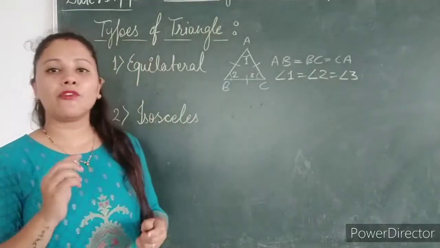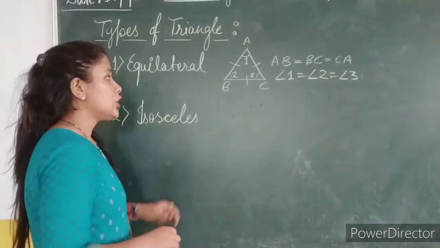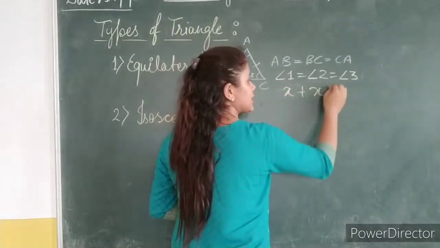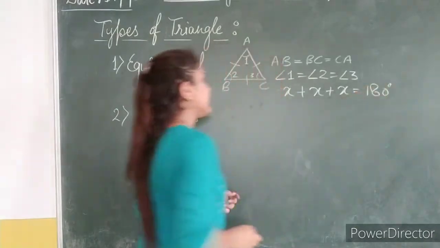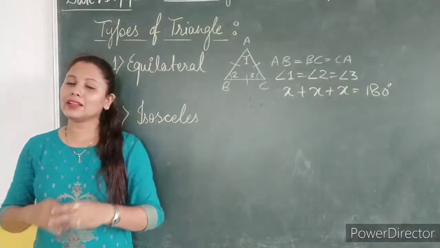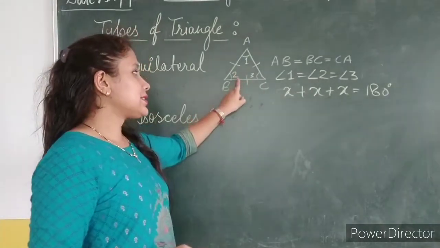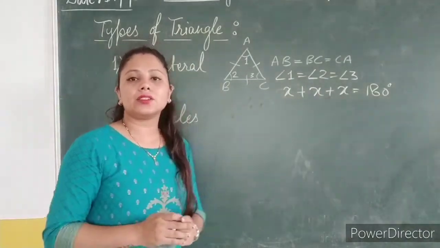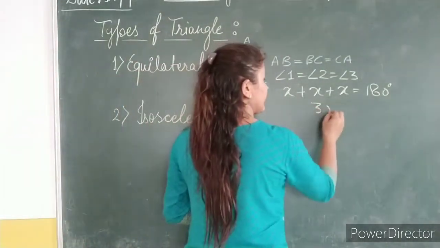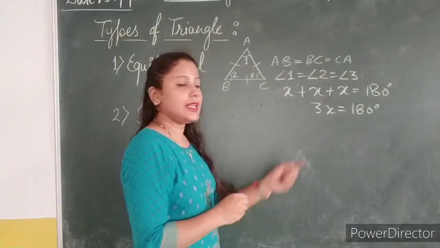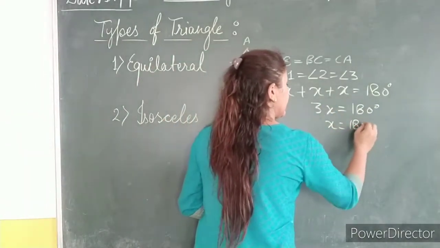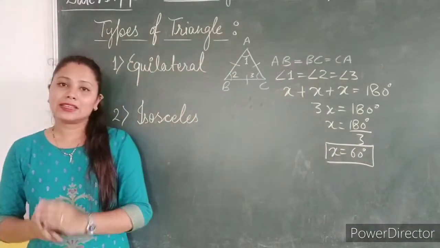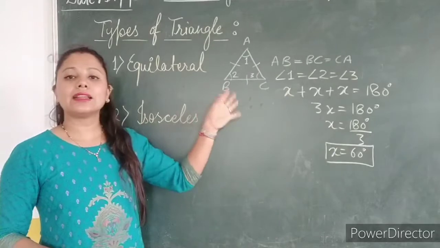Okay, and we already know the sum of all angles in a triangle is equal to 180 degrees. So suppose in this triangle all angles are x degrees, so x plus x plus x is equal to 180 degrees. Clear? इस triangle में अगर सारे angles equal हैं, so suppose that ये सारे angle x हैं. So x plus x plus x is equal to 180 degrees. Why 180 degrees? Because the sum of all angles in a triangle is equal to 180 degrees. So here we have 3x and 3x is equal to 180 degrees. Shift 3, so it becomes 180 divided by 3, and that is equal to 60 degrees. Okay, that's why we can say that in an equilateral triangle, all angles are 60 degrees.